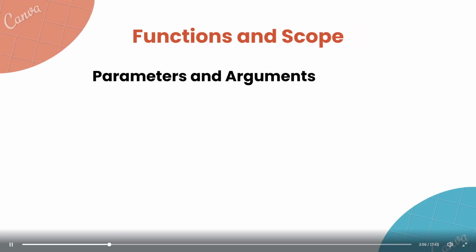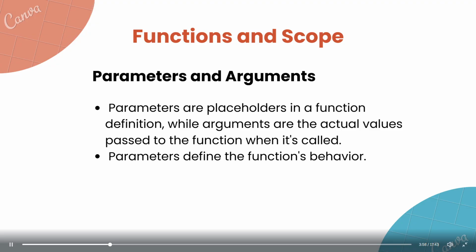Parameters and arguments. Parameters are placeholders in a function definition, while arguments are the actual values passed to the function when it is called. Parameters define the function's behavior.